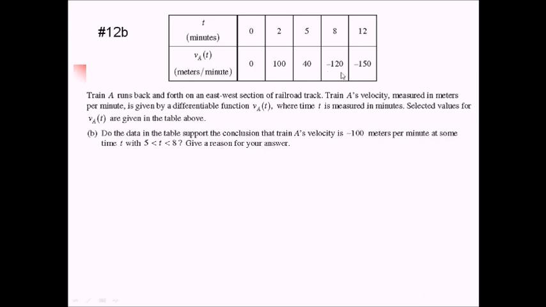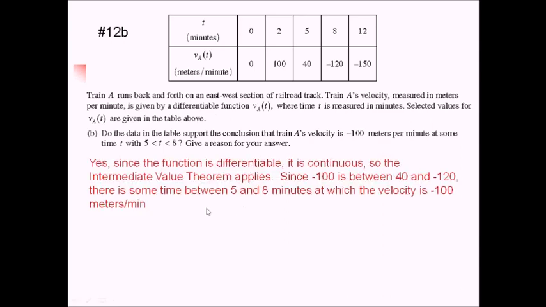Well, negative 100 is between these, but are we guaranteed that this is a continuous function, which would allow us to use our intermediate value theorem to prove this? We actually are guaranteed this. Reading the question again, they said that v sub A is a differentiable function. Differentiable implies that it's also continuous. So writing this up now, yes, since the function is differentiable, it is continuous, so the IVT applies. Since negative 100 is between 40 and negative 120, there is guaranteed to be some time between 5 and 8 minutes at which our velocity is negative 100 meters per minute.